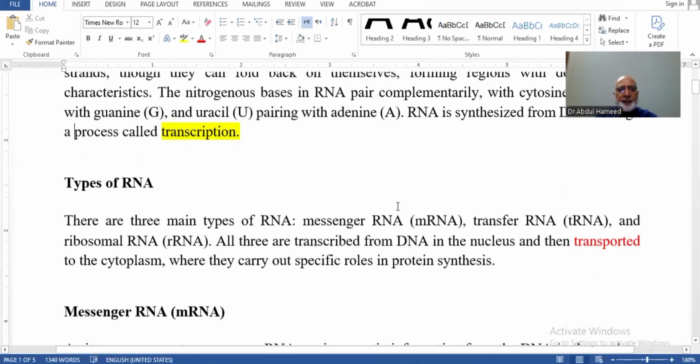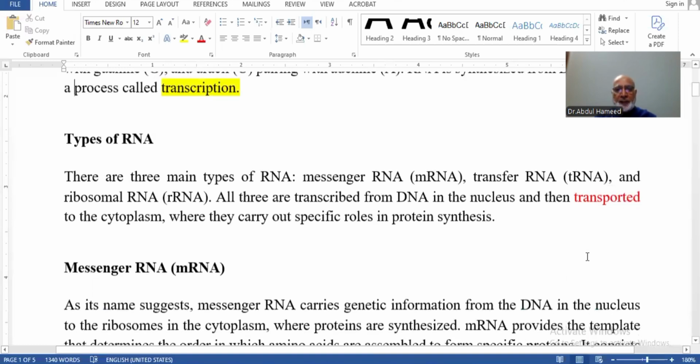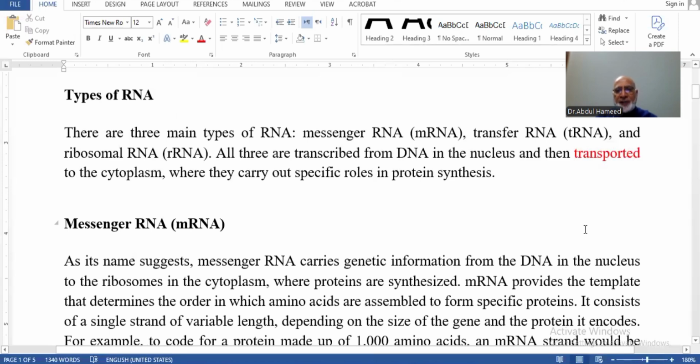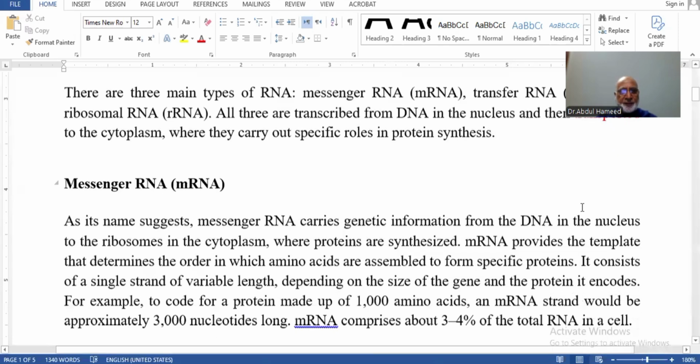Types of RNA: there are three main types of RNA: messenger, transfer, and ribosomal RNA. All three are transcribed from DNA in the nucleus and then transported to the cytoplasm, where they can carry out special functions in protein synthesis. As we know, this is the essence of the central dogma of life, that the DNA will proceed for the formation and synthesis of RNA, and then RNA, messenger RNA, and the rest of the RNAs, will take part in synthesis of proteins, and proteins are responsible for maintaining and controlling all the functions of life in cell and even organisms.